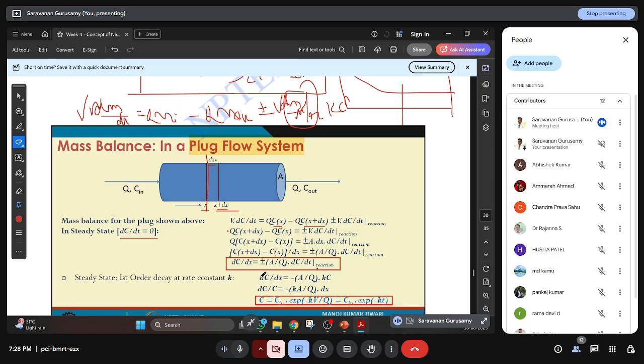In this basic formula, if I take a steady state, the left side becomes zero. Steady state means the left side will become 0. So you will get this formula: C equals C in into e power minus kV by Q, that is C in into e power minus kT. V by Q will be T.